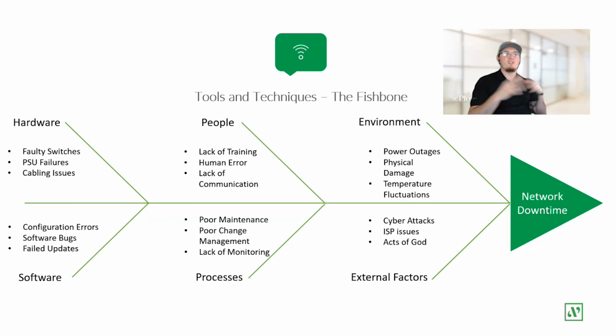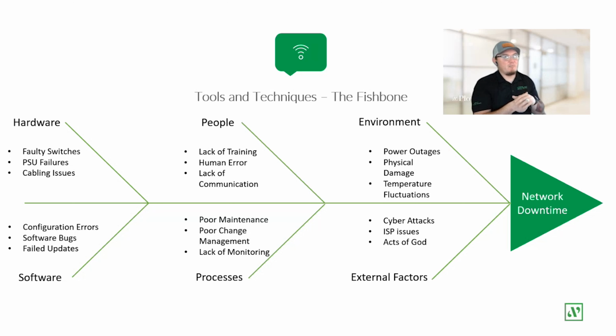This is going to be pretty generic. You can make these as granular or as generic as possible. I went a little bit generic here so we can cover a broad spectrum. So our problem, again, at the head of the fish is network downtime. Each one of the ribs of this fish represents a category of possible cause of network downtime: hardware, software, people, processes, environment, and external factors. All of those encompass specific areas that could potentially be the root cause of network downtime.